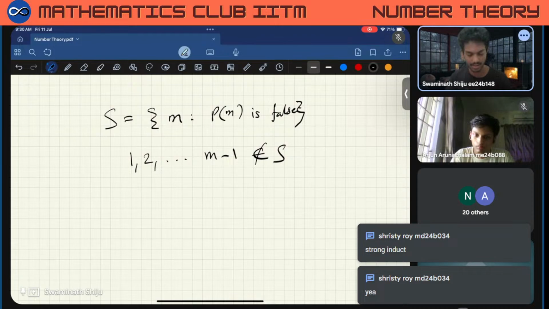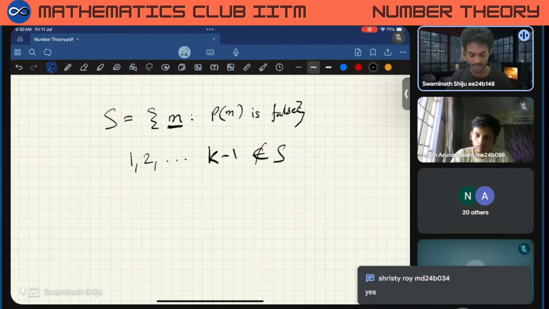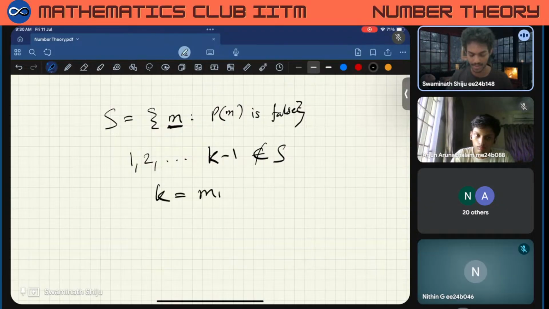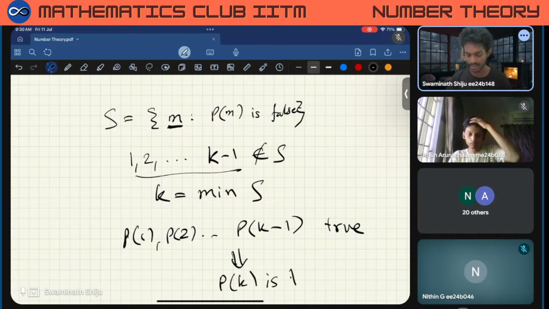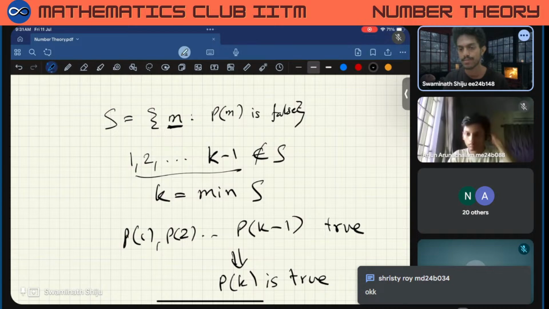Okay. So you take k as the minimum of S. That means every number less than k does not belong to S. That means P of 1, P of 2, up to P of k minus 1 is true. So from strong induction, P of k is true, and that's a contradiction. Okay, cool.